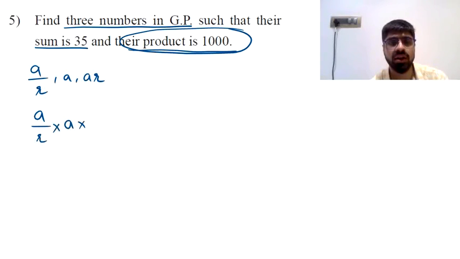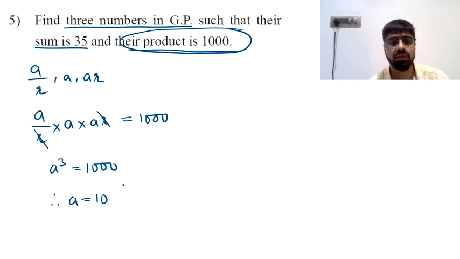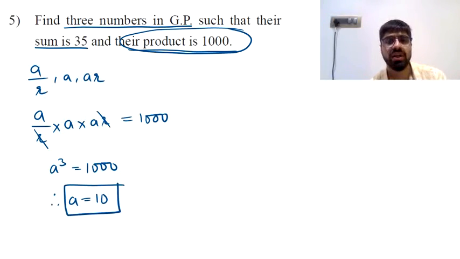So multiply the numbers. You have A by R into A into AR is equal to 1000. R gets cancelled and you have A cube as 1000. So the value of A becomes equal to 10. Okay. Now we apply the second condition that their sum is 35.